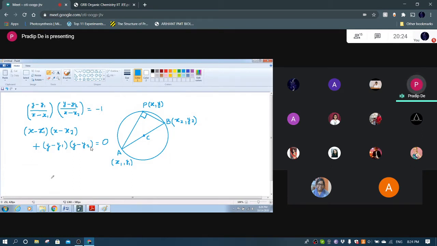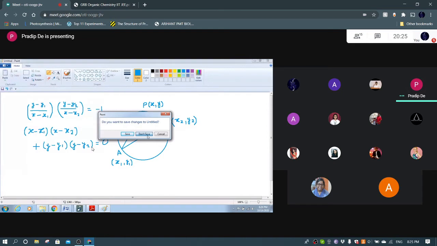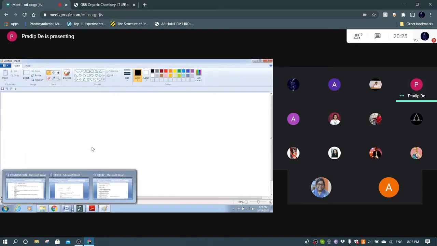So if we know the endpoints of a diameter, we can find out the equation of the circle. So now, till now, we learned three formulas: center HK, radius R; then center 0 0, radius R; and x1 y1 and x2 y2 as the endpoints of a diameter. What is the equation?